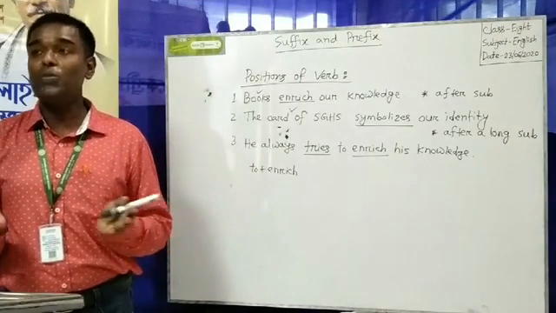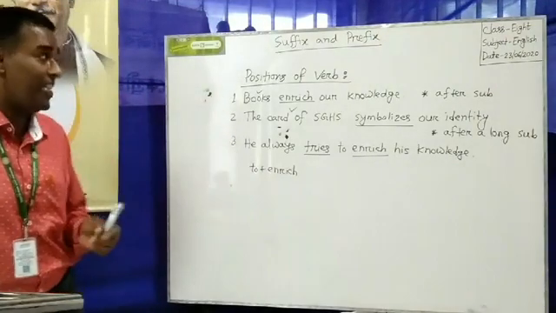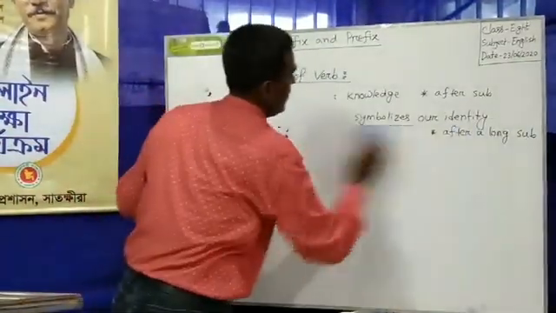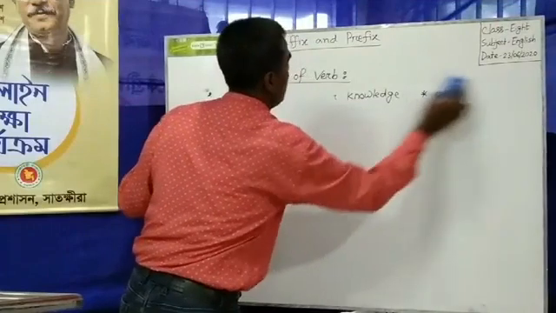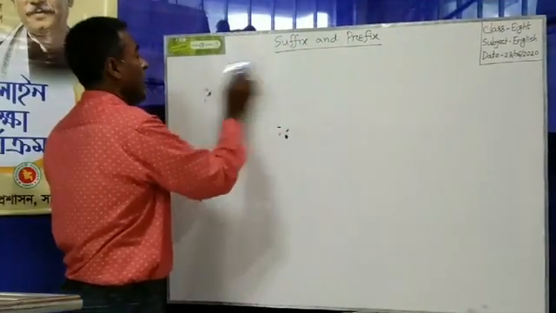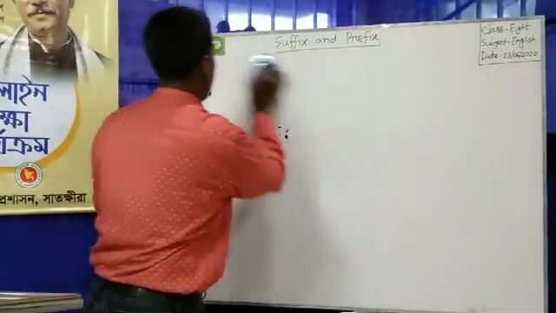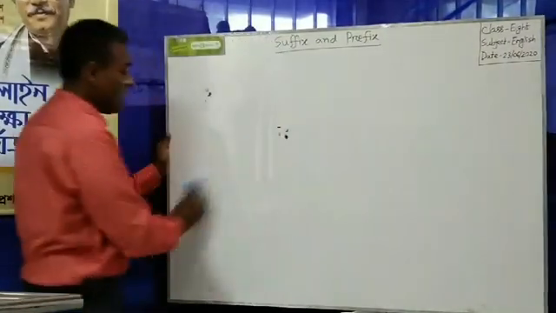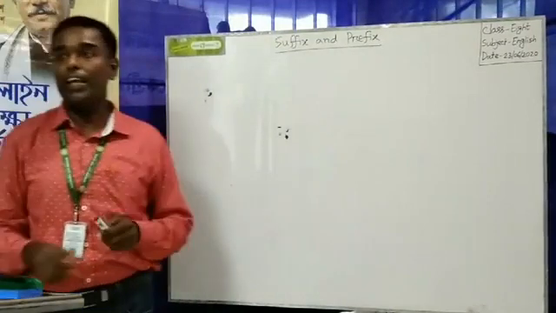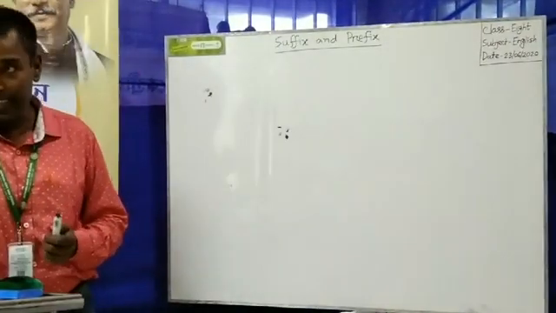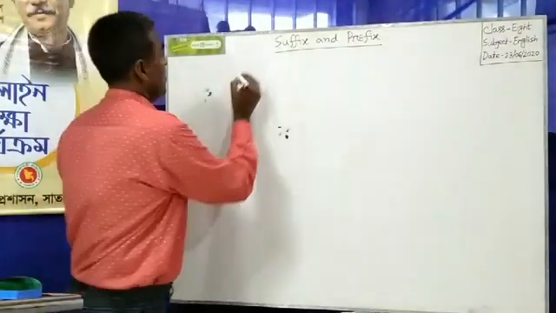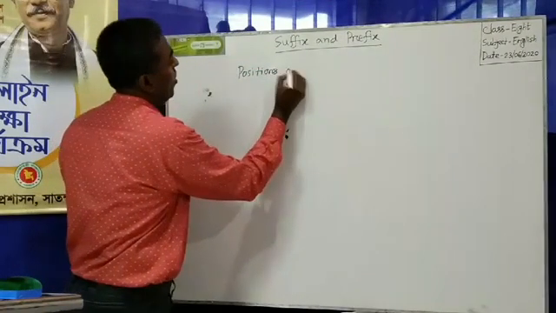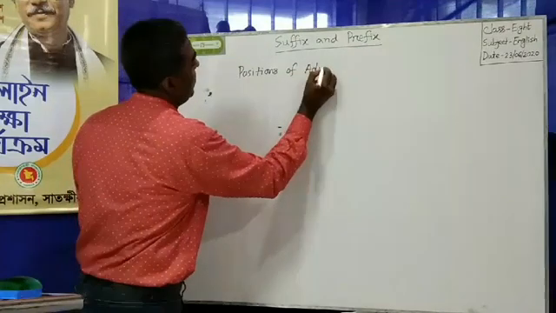Now we are going to start the last phase. What is the last one? We have already learned the positions of noun, the positions of adjectives, the positions of verb, and what is the last one? Dear learners, what is the last one? Yes, the last one is positions of adverb.